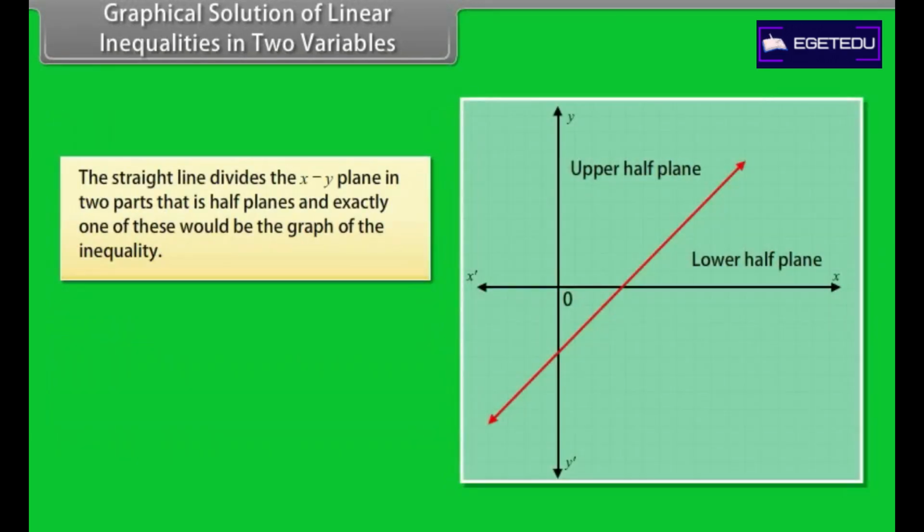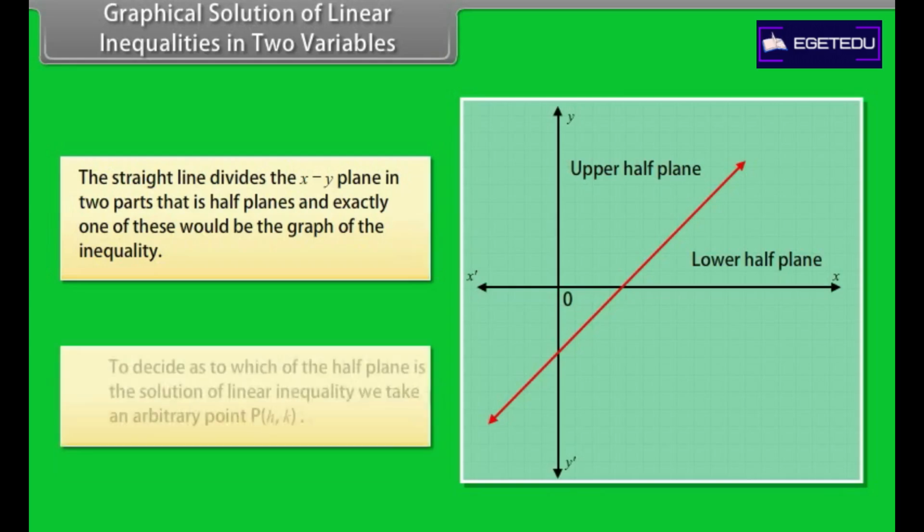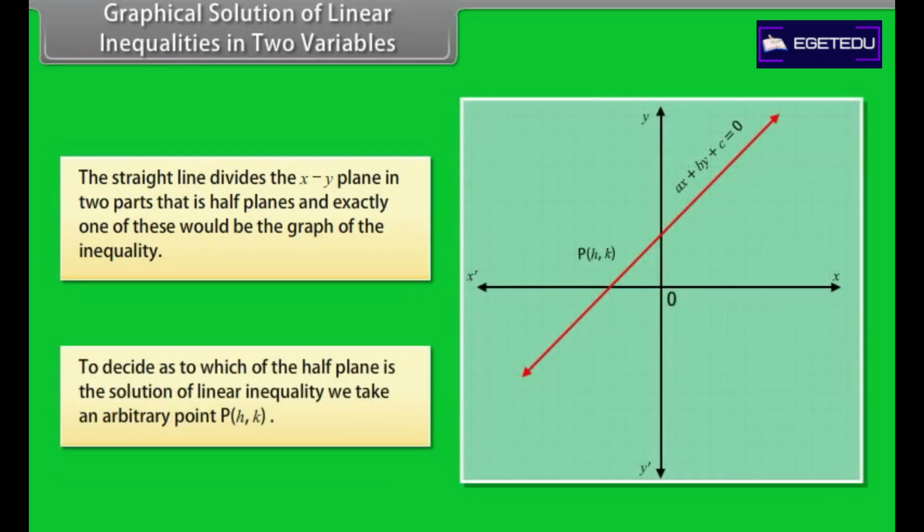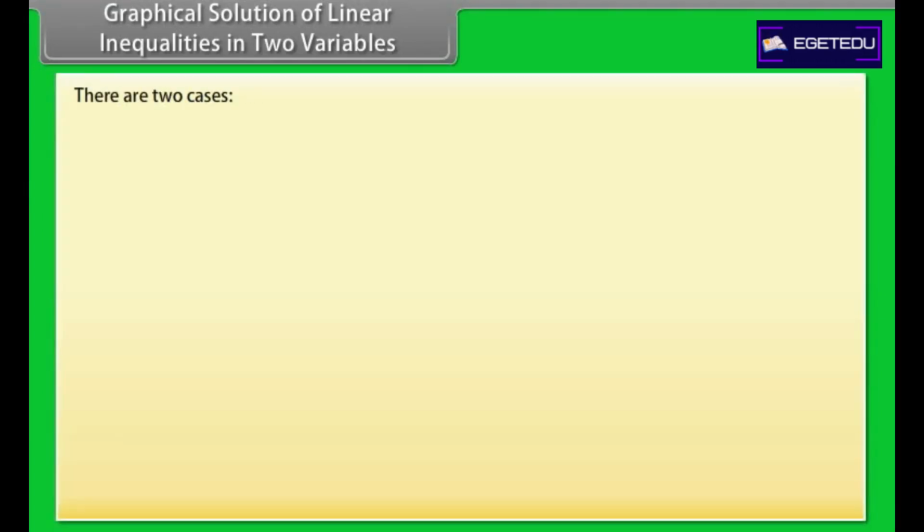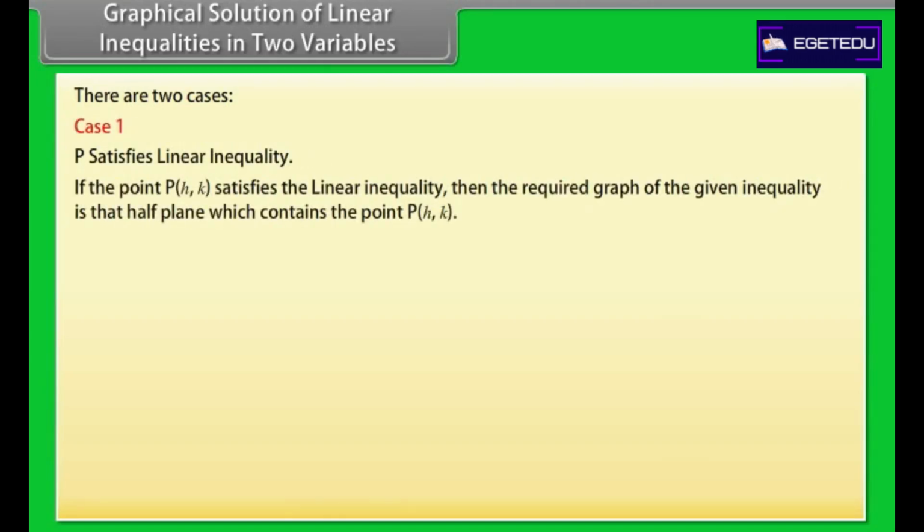The straight line divides the xy plane in 2 parts, that is, half planes, and exactly one of these would be the graph of the inequality. To decide which of the half plane is the solution of linear inequality, we take an arbitrary point P(h, k). There are 2 cases. Case 1. P satisfies linear inequality. If the point P(h, k) satisfies the linear inequality, then the required graph of the given inequality is that half plane which contains the point P(h, k).